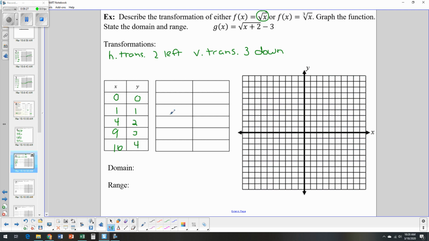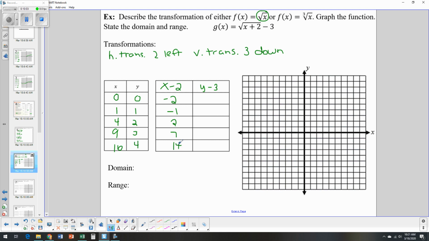Now if you recall, anytime I'm doing something to the x, I'm doing the opposite of it here. So if this was x plus 2, this column is going to become x minus 2. And anything that happened to the y happens exactly as it was, so that -3 is going to become y minus 3. And we're going to transform these numbers into this column and these numbers into this column. So we're going to take 2 away from everything here. So that's -2, -1, 2, 7, 14.